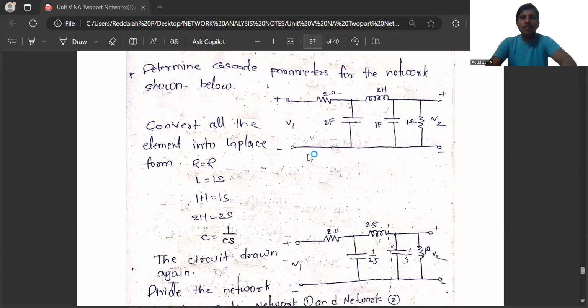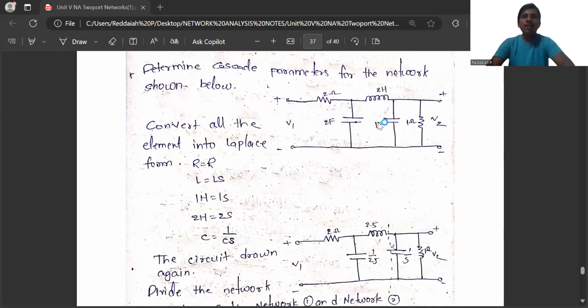Cascade parameters, we see how to derive cascade parameters. Now we go for determining the cascade parameters for the network shown below. That is a numerical problem on transmission parameters, or ABCD parameters, or cascade parameters, or chain parameters. Find cascade parameters for the network.